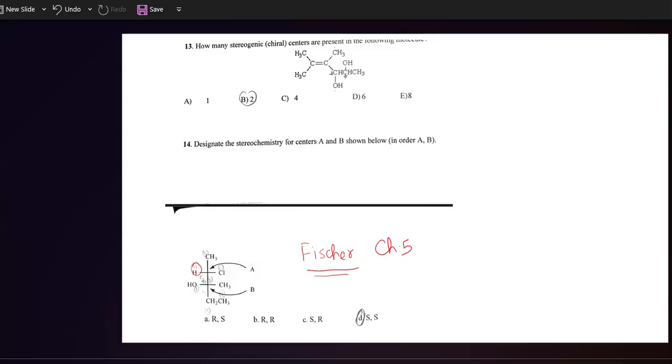assign priorities, and then you do your clock. Is it clockwise or anti-clockwise? But if the lowest priority is on the horizontal bond, you swap your answer. So this comes out to be S, and similarly this other chiral center is also S.